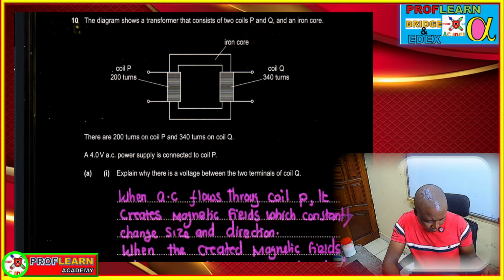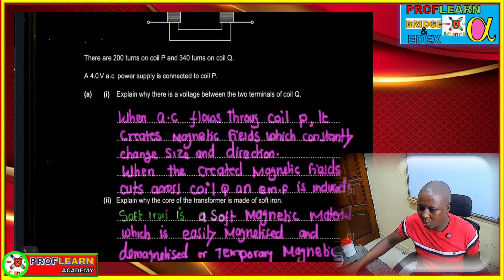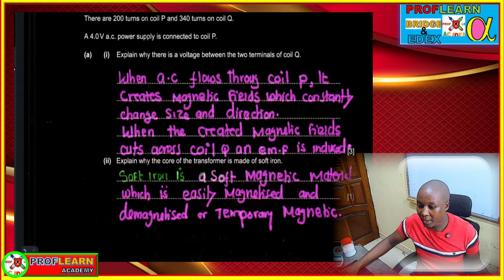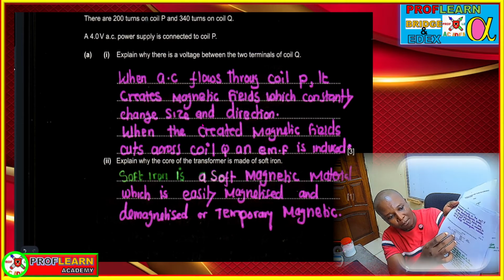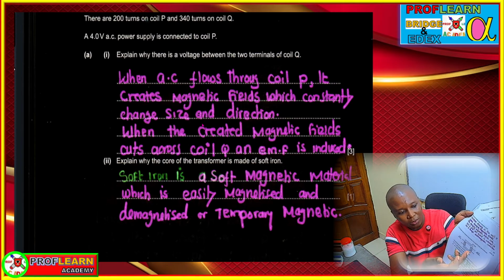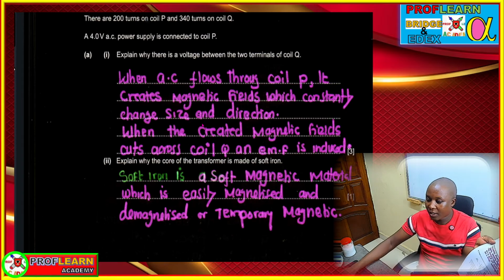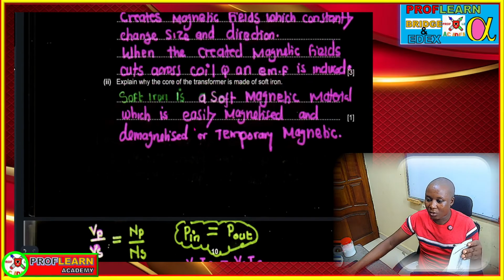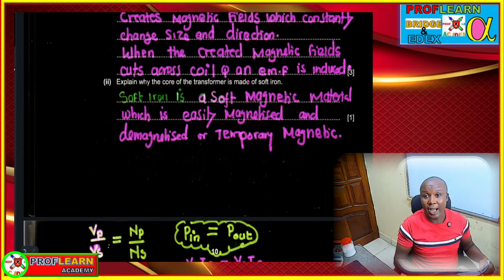So explain why there is the voltage. Already I've mentioned how that happens. When AC flows through coil P, it creates magnetic fields which are constantly changing direction. When that magnetic field cuts through coil Q, an EMF is induced through electromagnetic induction. Explain why the core of the transformer is made of soft iron.